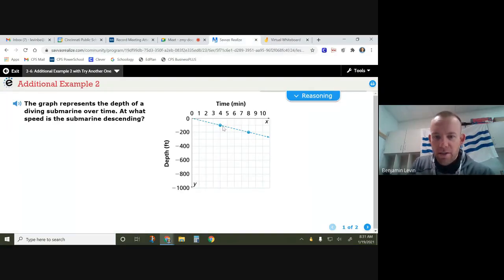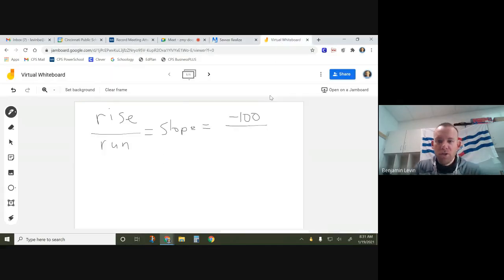Now the run is, we went down 100 and then this is just counting by ones. This is minutes. So 1, 2, 3, 4. We went from 4 to 8, right? Which is 4 plus 4 is 8. 4 plus 1, 2, 3, 4 is 8. So our run was 4.